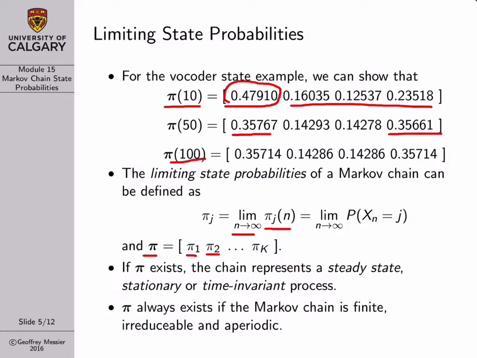And the limiting state probabilities always exist if the Markov chain is finite, which is basically always the case as far as our class is concerned, irreducible and aperiodic. If it's not irreducible and aperiodic, then there's still a chance that the limiting state probabilities might exist, but it's no longer guaranteed.